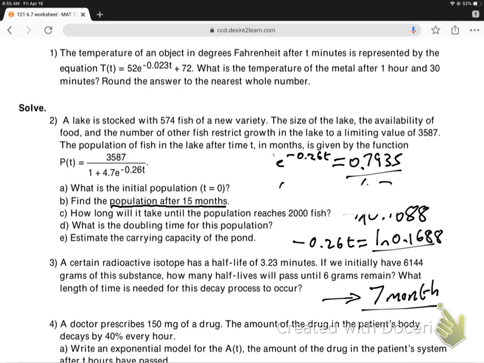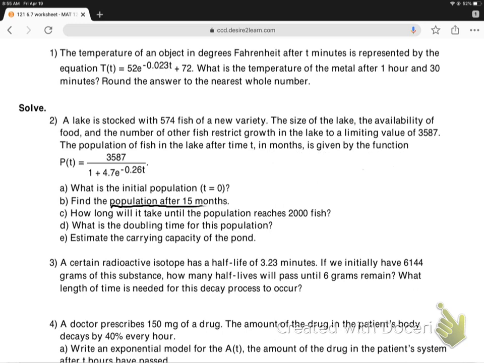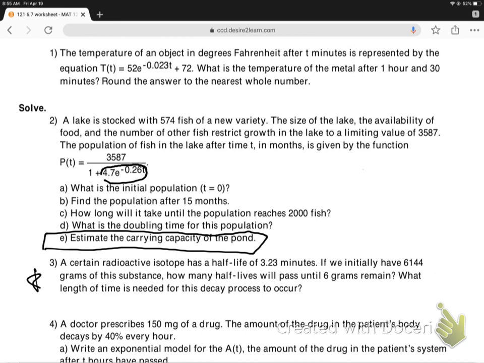Okay, this one here. But by the way, I should have done this. Estimate the carrying capacity. Now, carrying capacity is the limit the population can get to, like on the planet or in this pond. Now, that is just this. If you go to infinity, far into the future, this will tend to 0. In other words, this will just be 3587 over 1, which of course is just 3587.